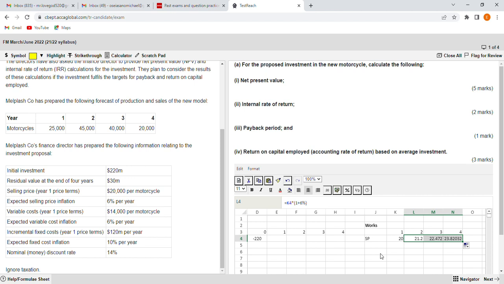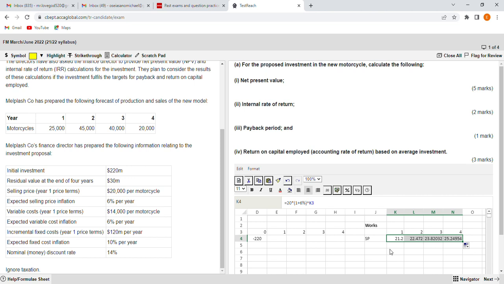And the reason why it is supposed to be that is that if inflation was supposed to start in year one, let me delete it. Imagine there was nothing here, the year one price 20,000, and the expected selling price inflation was 6%. It will be equal to the 20,000 multiplying bracket open 1 plus the 6% bracket close exponent the number of years, so year 1, enter, then you drag to year 4. That is if the inflation started in year 1. This will be the answer.